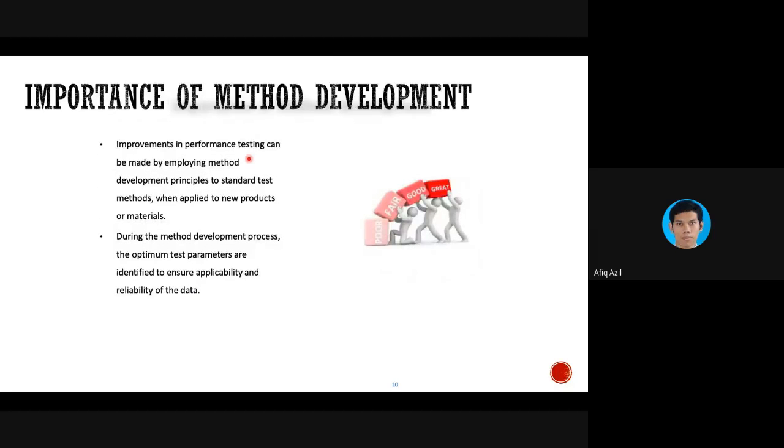So the importance of method development, one is for improvement in terms of testing performance, by employing method development principles to standard test methods. This is when you apply to new products or new material. So during the method development process, the optimum test parameters are identified to ensure applicability and reliability of the data.